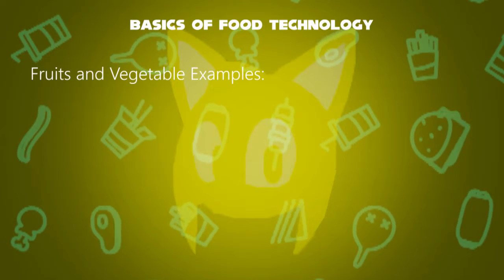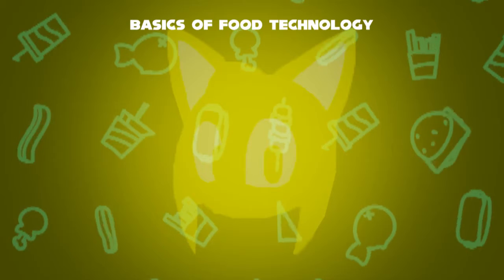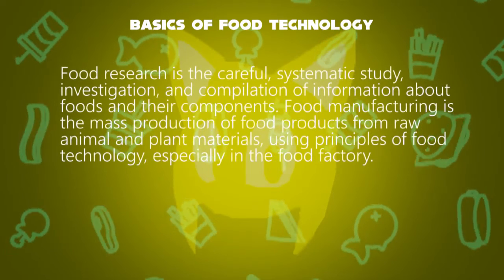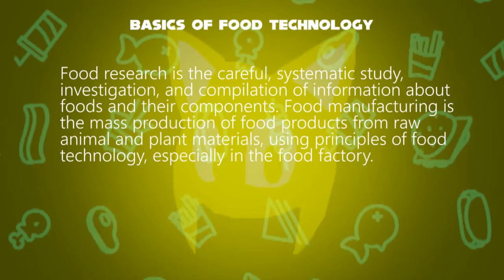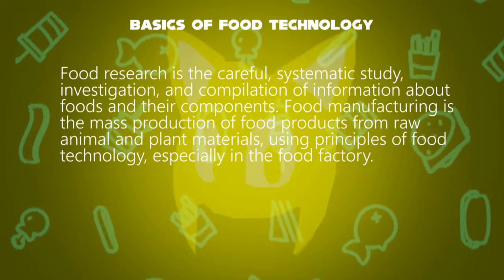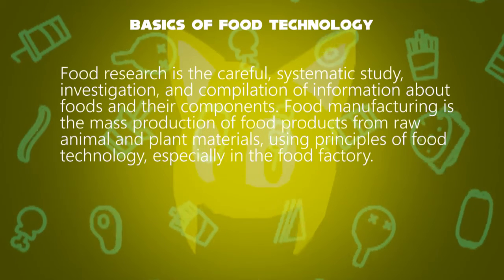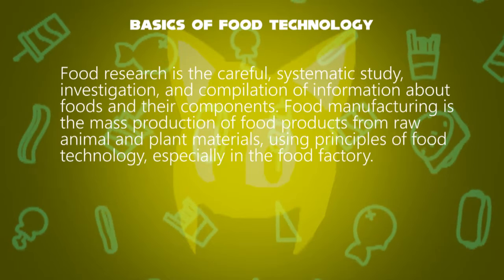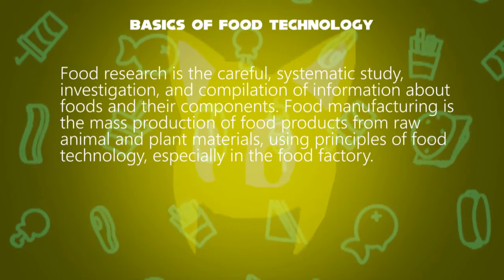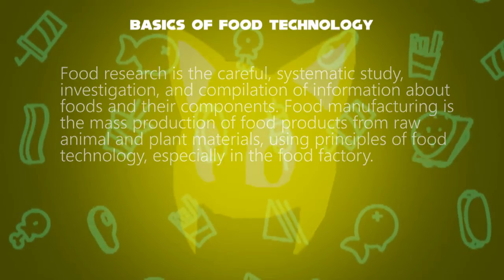If you'd like to start the manufacturing process, you may have to do the food research first. Food research is the careful, systematic study, investigation, and compilation of information about foods and their components. Food manufacturing is the mass production of food products from raw animal and plant materials, using principles of food technology, especially in the food factory.